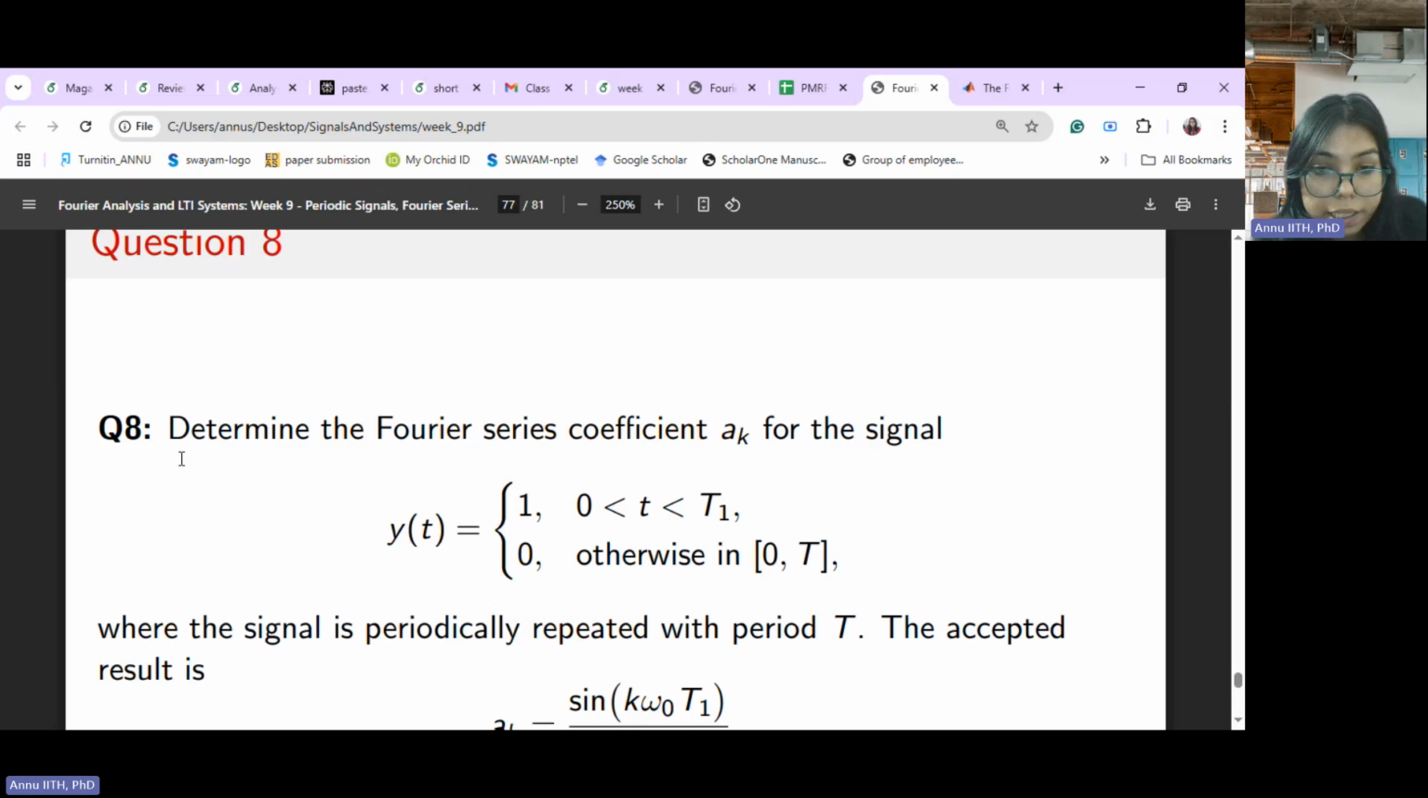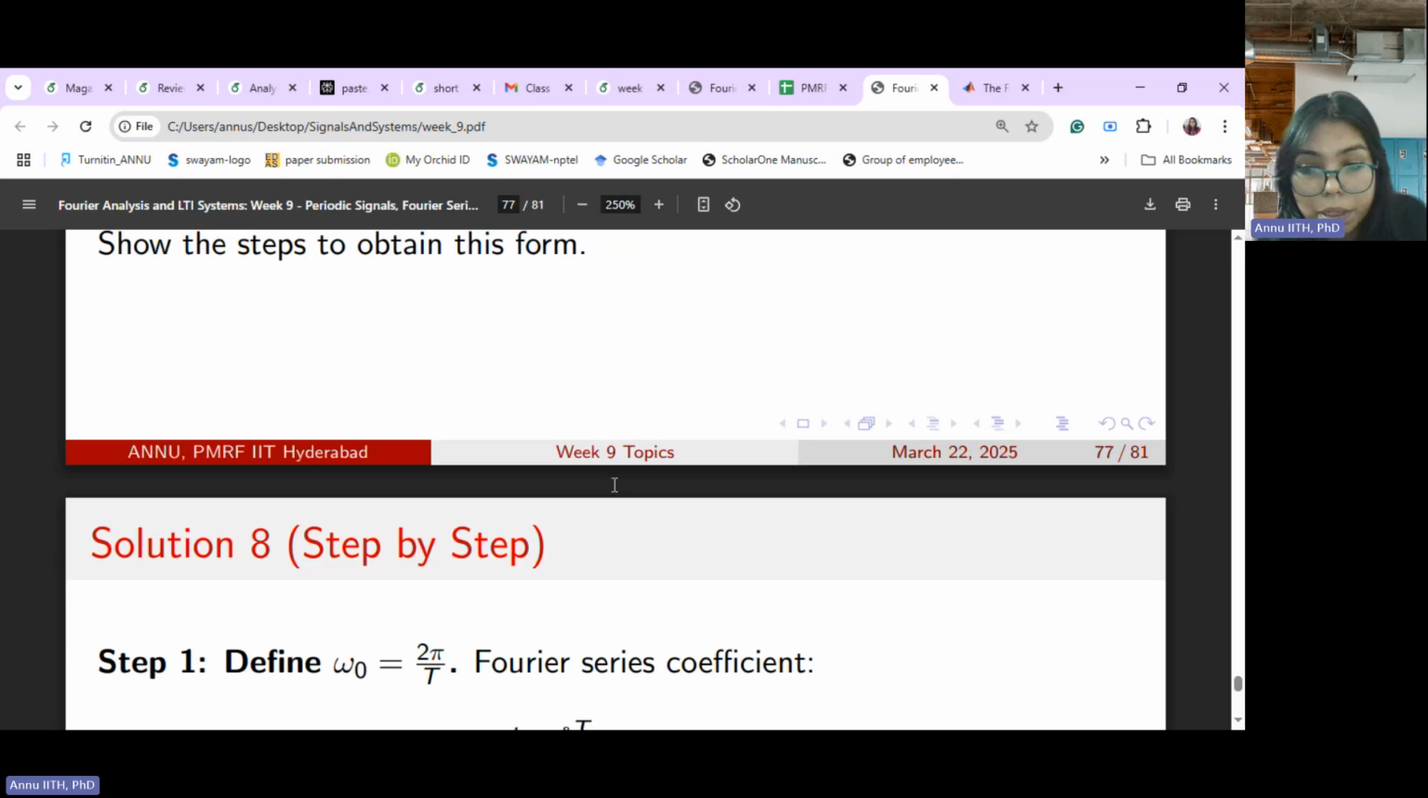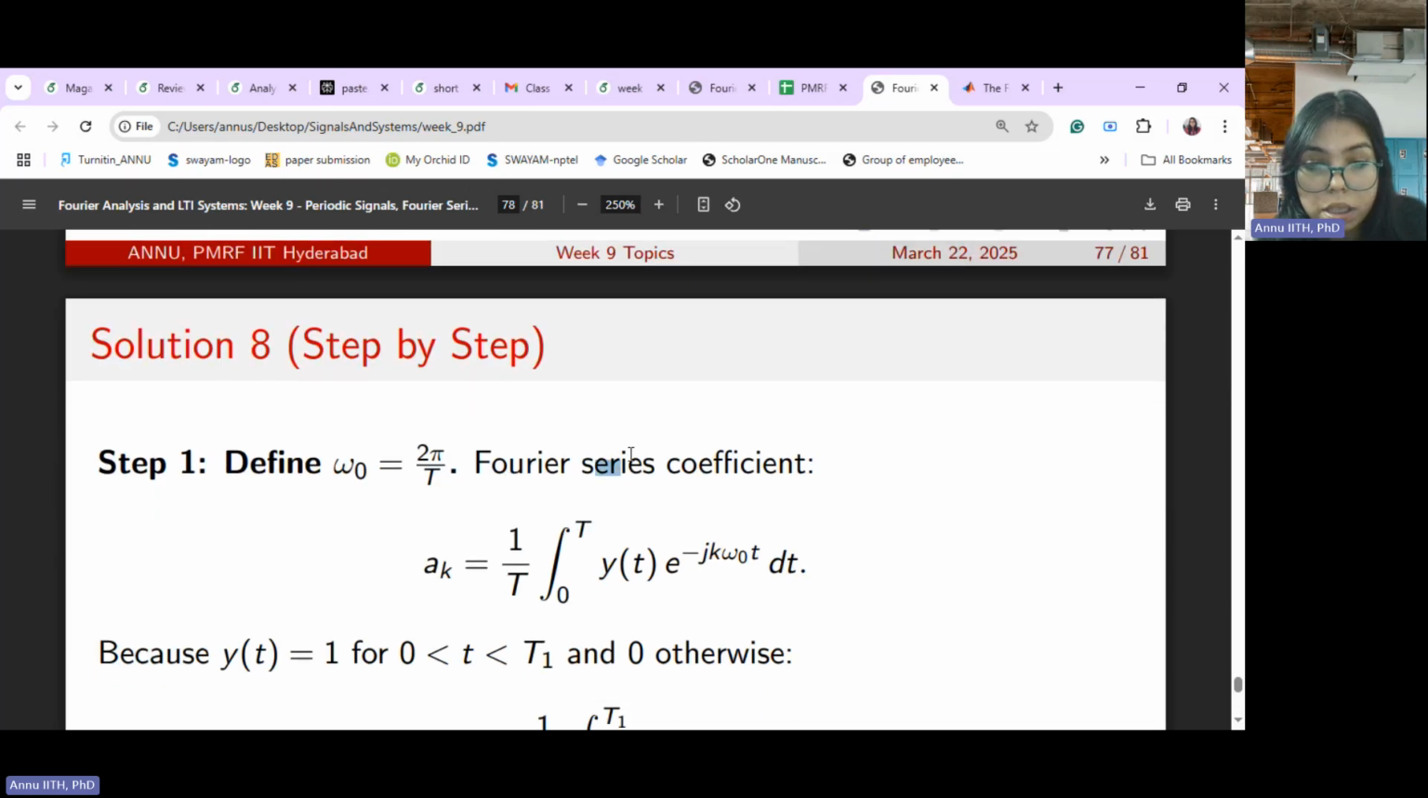Determine the Fourier series coefficient ak for the signal yt, where it is just a rectangular signal from 0 to t1, where the signal is periodically repeated. The accepted result is ak equals sine of k omega naught t1 by k pi. So I will show you the steps. It takes a lot of time in preparation of this material. So just go through this.